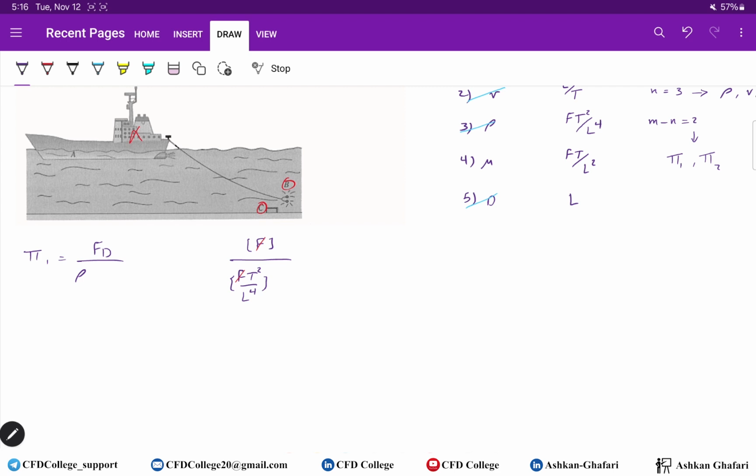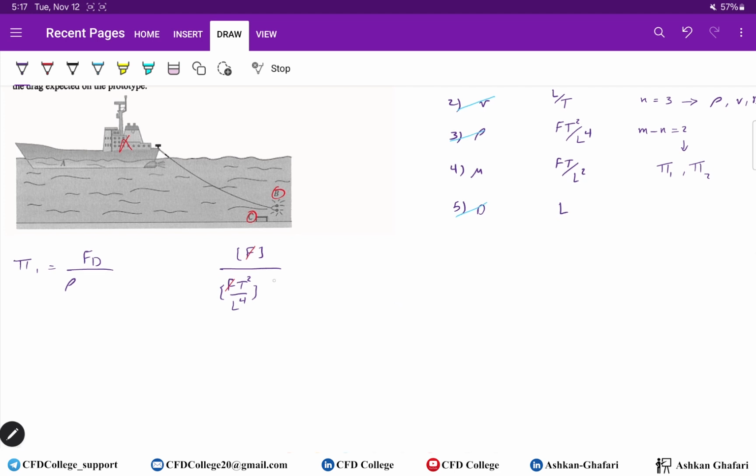So to deal with time, I should pick velocity, L over T. So I need square velocity. Now T is also gone, time I mean. And to deal with length, I need L square here. So we have d square. So this is the first dimensionless group.